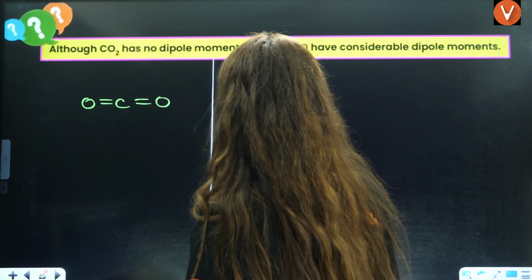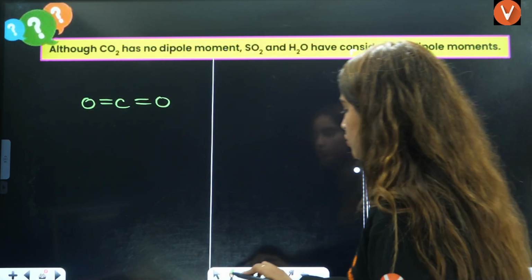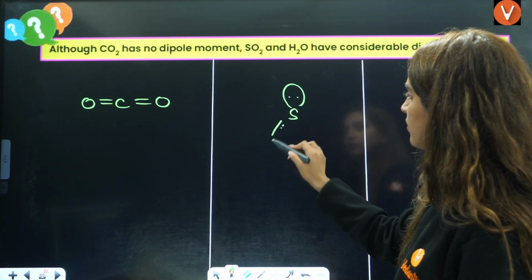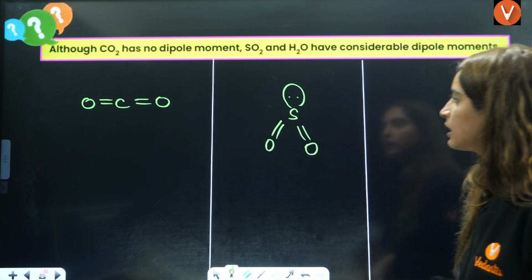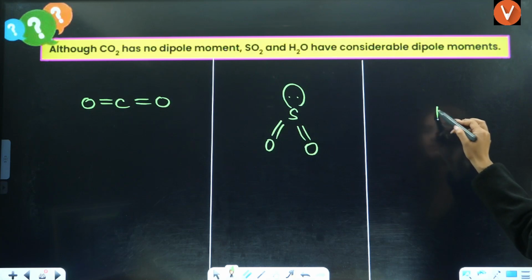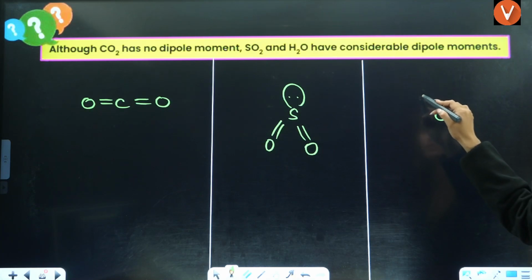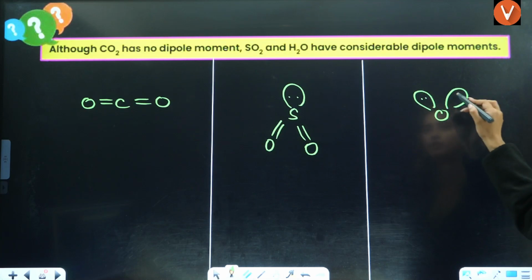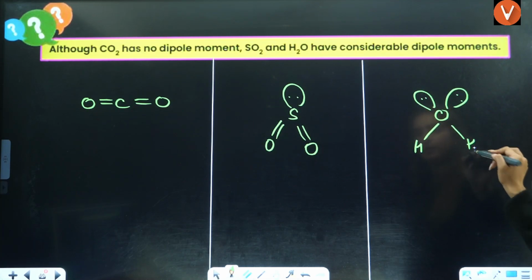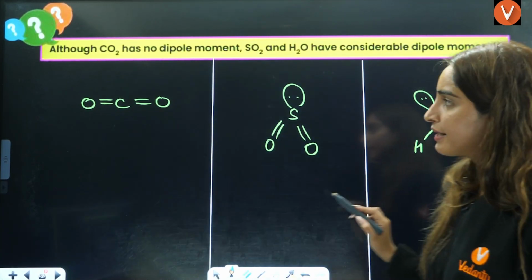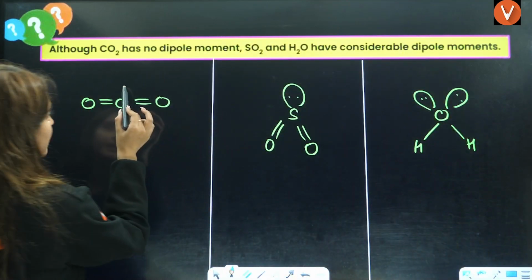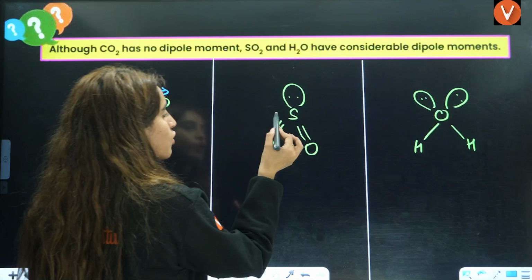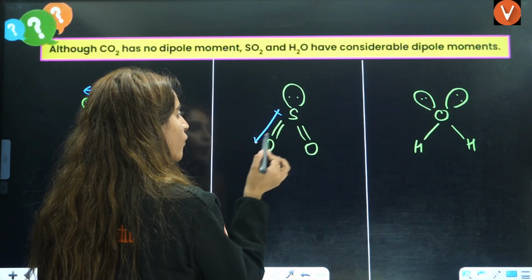Okay. SO2 and H2O we have drawn before also. SO2 is this thing, right? And H2O is, this is oxygen, this is 1 lone pair, another lone pair, 1 hydrogen, another hydrogen. Now what you will see here is, it is always from less electronegative to more, less to more. This is also less to more. This is also less to more.